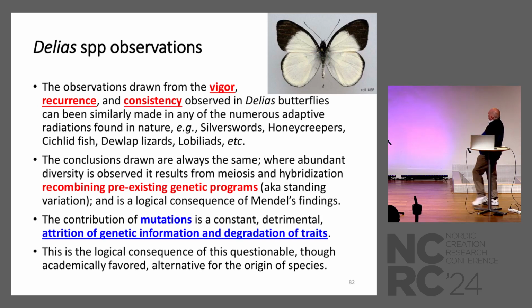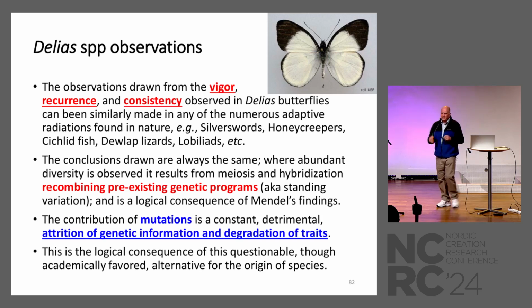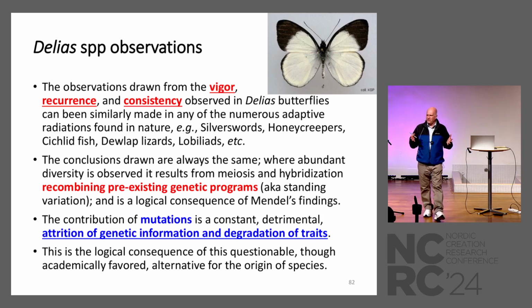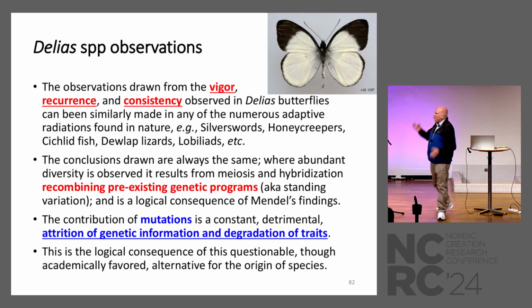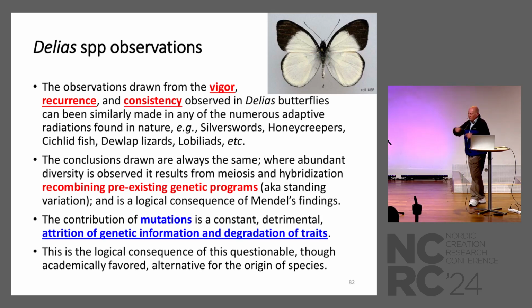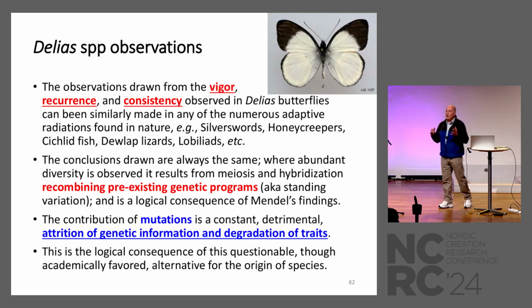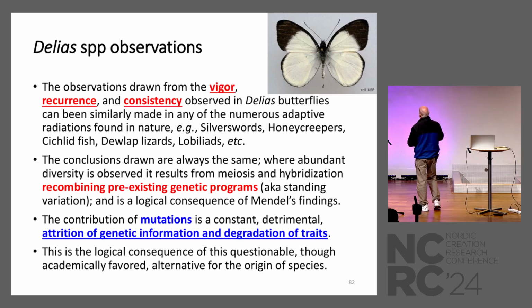The observation is drawn from the vigor, because they're all vital. It's not as though, if they arose by mutations, you might expect at least some of them to be on death's door or whatever. Mutations aren't a good thing, right? But they're always vigorous. And you find patterns recurring as though the information's already there. And the other thing you find is that there's a consistency about their fitness.